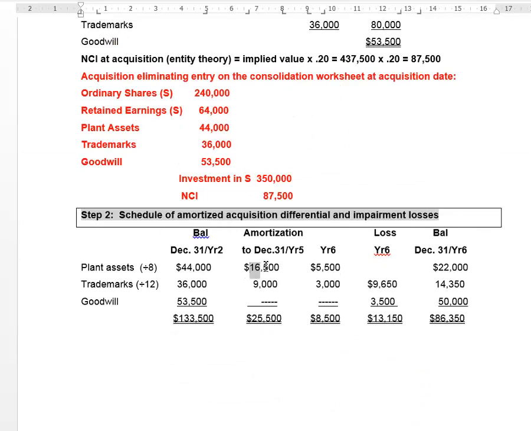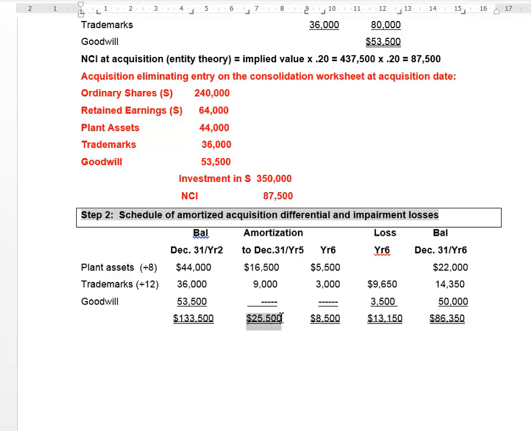We know that every year for years 3, 4, and 5, we increase the amortization expense or depreciation expense on the plant assets when we amortize the acquisition differential, or the fair value increment, $5,500 a year for 3 years. We also know that we amortize the trademark for an additional $3,000 a year because of this $36,000 increment. So we've been making adjustments of $8,500 a year to the sub's income for years 3, 4, and 5, each year for 3 years.